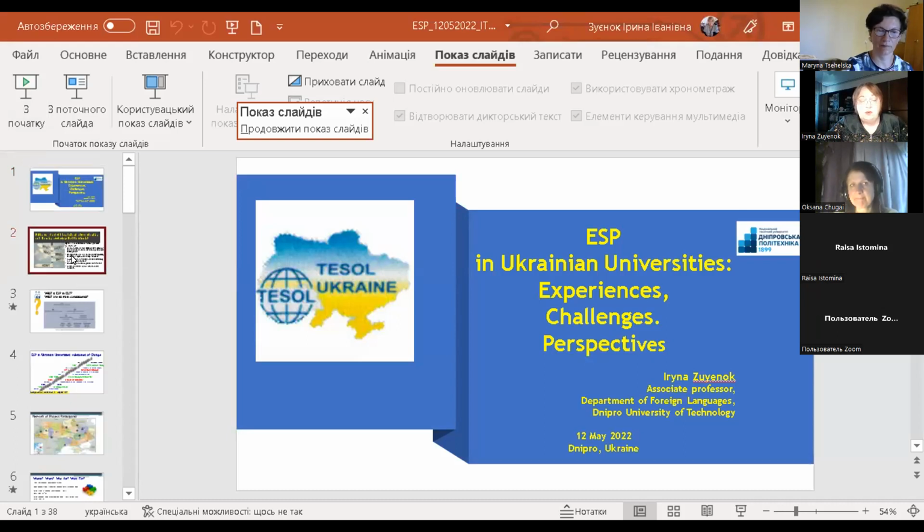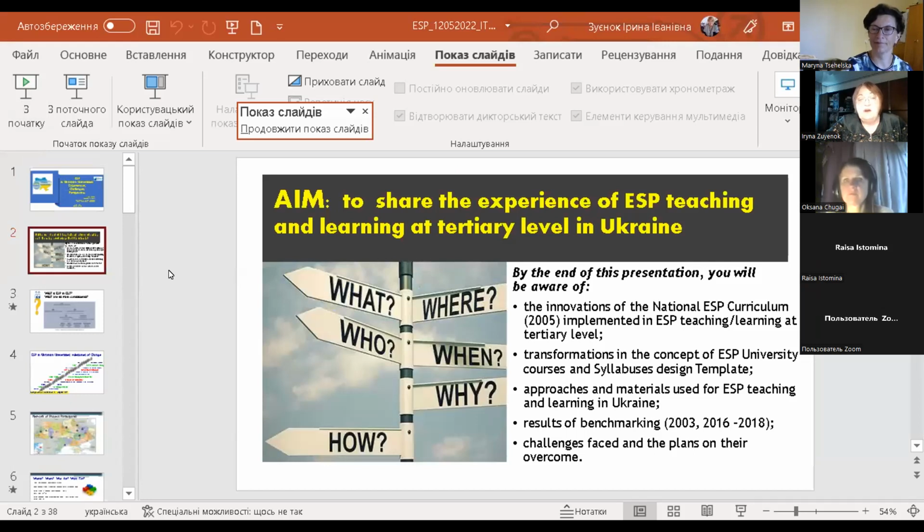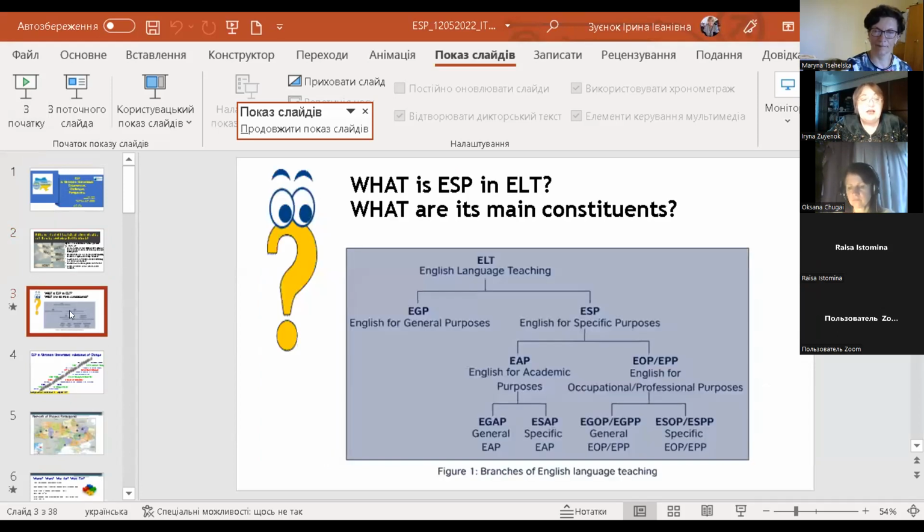Well, so we are here. Here you can see the aim of this presentation. You can see the set of questions. You can see the expected outcomes by the end of the presentation. And now we are here. What is ESP in Italy? What are its main constituents if you use this scheme? It is very important to know where you are in understanding ESP. Is it English for professional purposes for you? Is it EAP? Is it EGP, ESP, EGOP, ESOP? It's very difficult because everyone interprets ESP in their own way.